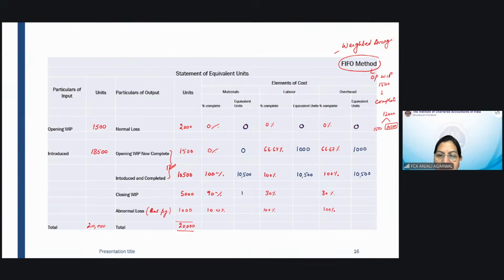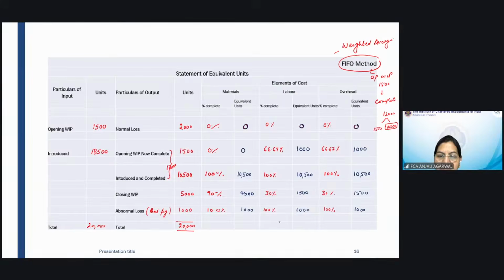5,000 into 90% is 4,500. 5,000 into 30% is 1,500. 5,000 into 30% is 1,500. 1,000 into 100% is 1,000.